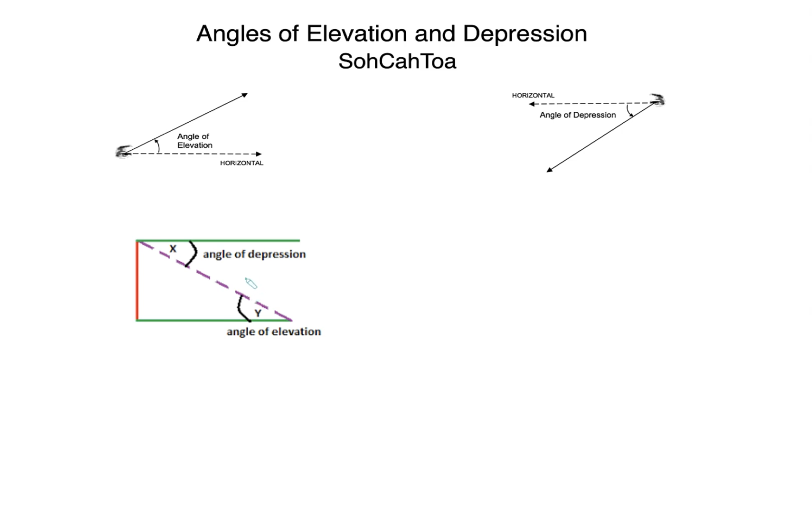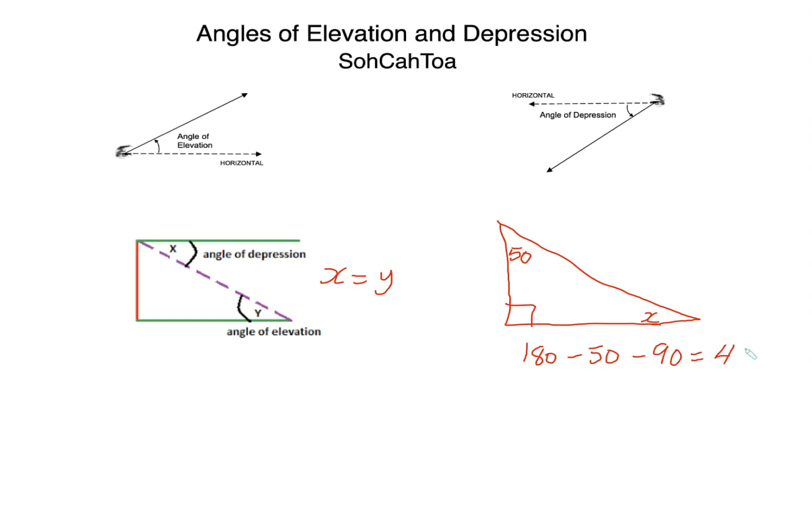Another useful fact for you when you're solving these problems is that the angle of depression is the same as the angle of elevation. So here x is equivalent to y. And I'm going to prove that to you. So I'm going to draw a right triangle right here. And I'm going to say that this is 50 degrees. Now, if this is 50 degrees and I have to find x, I know that all the angles in a triangle sum to 180 degrees. So in order to find x, I would take 180 and subtract 50 and subtract 90, and I get a value of 40 degrees. So x is 40 degrees.